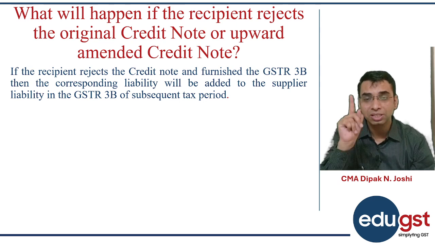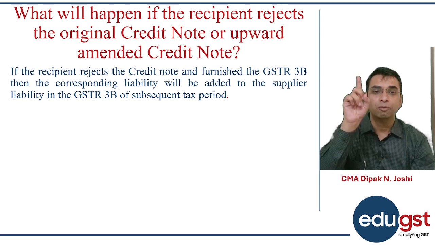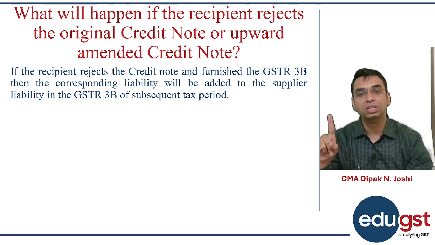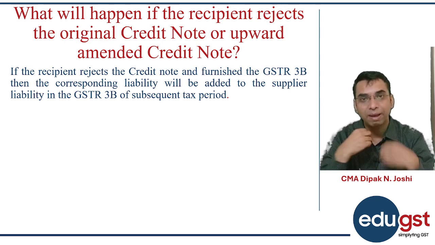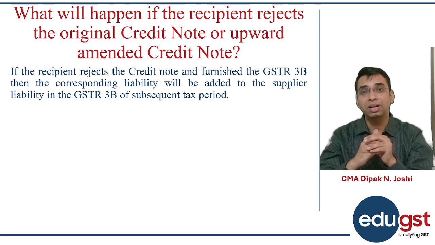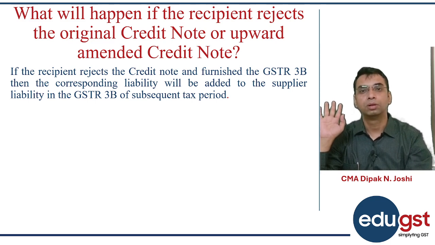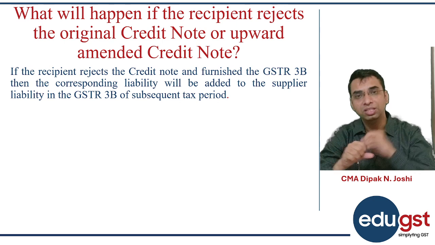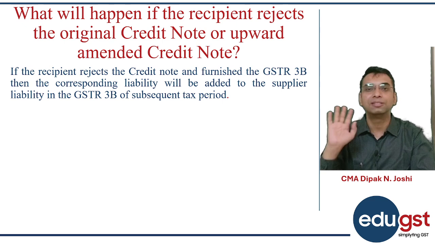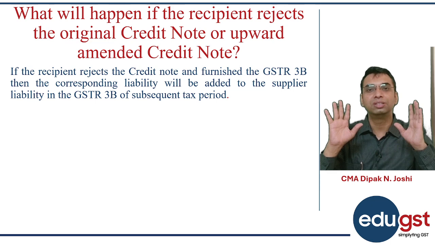So if the recipient is rejecting the credit note, and furnishes the GSTR 3B, then corresponding liability will be added to the supplier's liability in GSTR 3B of the subsequent period. So if I am rejecting any credit note, in that case, to that extent, liability of my supplier will increase. So in case of rejection of credit note, liability of supplier to that extent will increase, provided that I have filed the GSTR 3B, right?